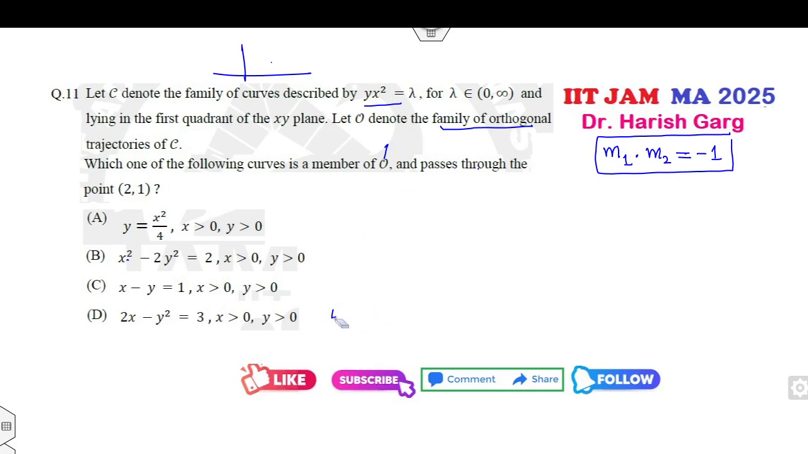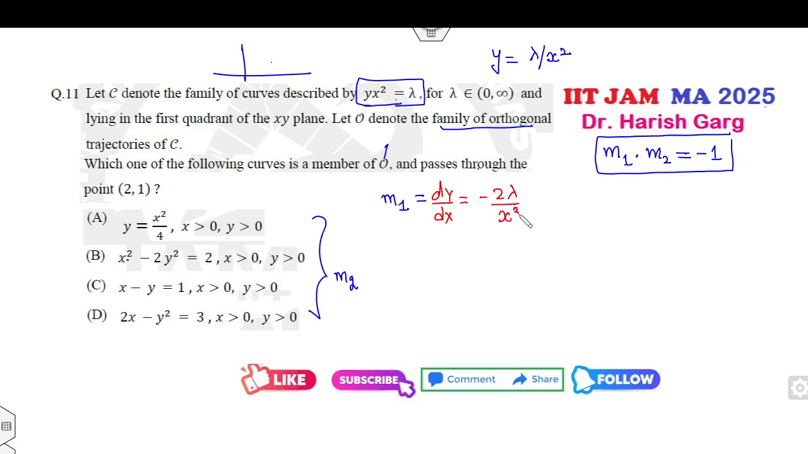Then how can you find the slope? So firstly, for this given curve, this is my m1 and this is for my m2. Can you find the value of m1? So y is lambda divided by x square. So can you find the value of dy over dx? It is minus 2 lambda over x cube.